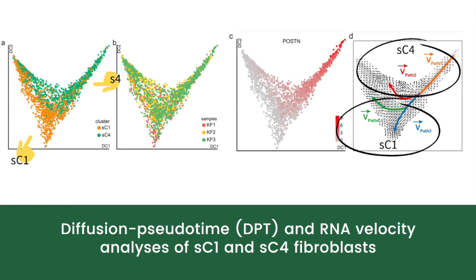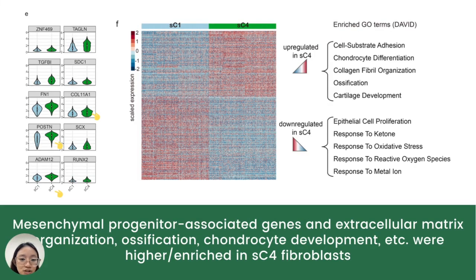RNA velocity analysis distinguished 4 sets of vectors defined as paths. From the paths, we can see a branch trajectory with 2 major branches, path 2 and path 3, 4, and a pre-branch path 1, which represents the initial states of fibroblasts. SC4 fibroblasts compose the vast majority of the pre-branch path 1 and path 2, and SC1 fibroblasts compose the majority of path 3 and path 4. This analysis suggested that SC4 may be less differentiated than SC1 fibroblasts. The difference in expression levels is shown. Gene ontology and GSEA analysis suggested that extracellular matrix organization, ossification, chondrocyte development, and so on were enriched in SC4 fibroblasts compared to SC1 fibroblasts. In summary, these results indicate that SC4 fibroblasts are more mesenchymal-like and may be more important in keloid development.